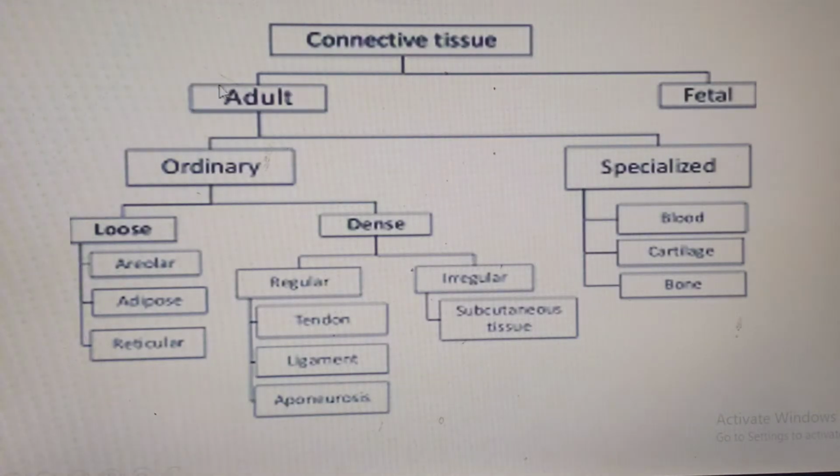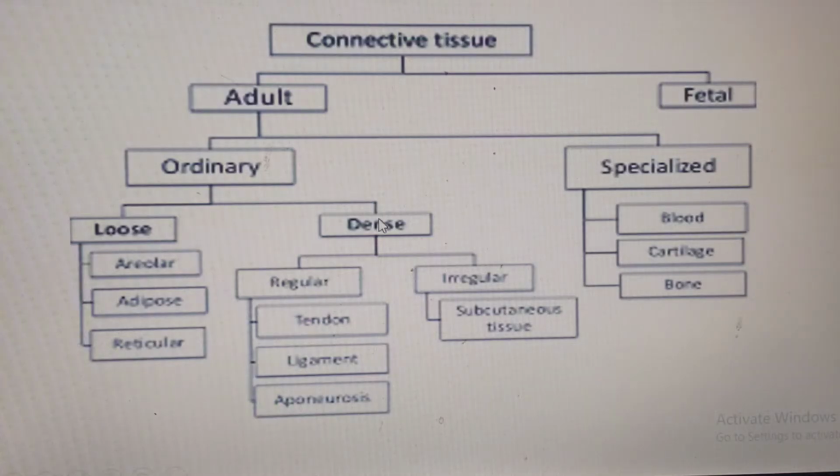This mature form of connective tissue is also organized into two groups: the ordinary connective tissue, which we also call connective tissue proper, so if you hear of ordinary connective tissue, we are still talking about connective tissue proper, and the specialized connective tissue. The specialized connective tissue includes blood, cartilage and bone, which we'll look at in a later section, not today. For the ordinary connective tissue, we have loose connective tissue and dense connective tissue. Under the loose connective tissue, we have areolar connective tissue, adipose tissue, and reticular connective tissue.